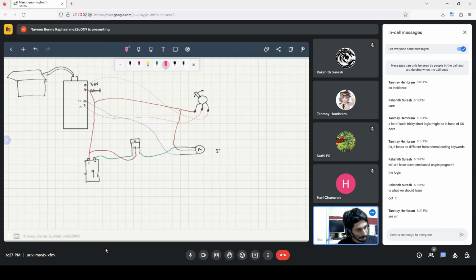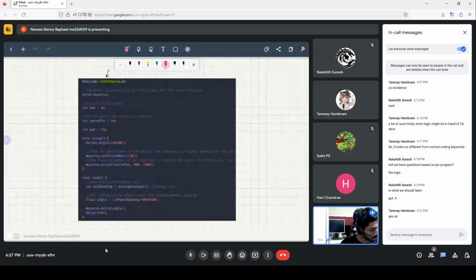Now we have to make sure the ESP32 knows what to do, and this was the code I had written. So pause is an old variable which I forgot to delete before I wrote the code and screenshotted the code. We don't need pause. So servo pin is so and so. Pot stands for the potentiometer pin, and that's 19. I just described that.